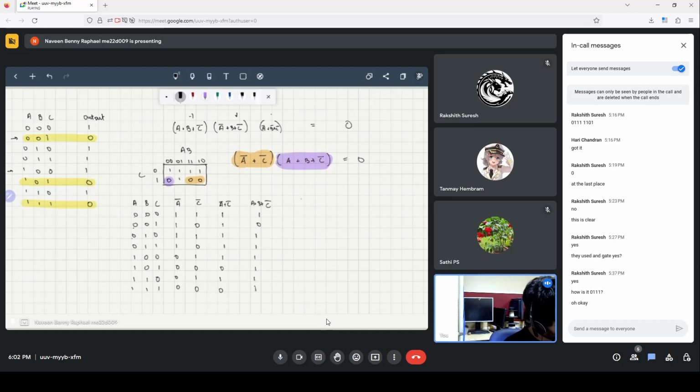So now if we multiply not A plus not C and A plus B plus C, we get 1 0 1 1 1 0 1 0, and that is literally the same thing as the output here.